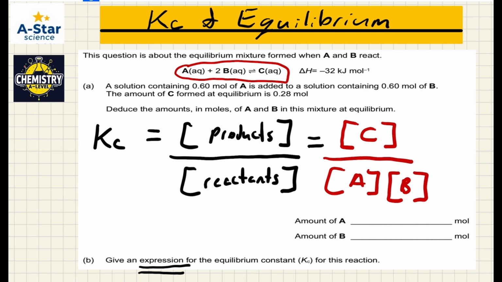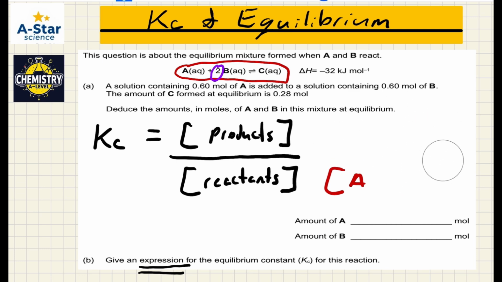Now notice there's a 2 here, 2 moles of B. So we put that as a superscript, as an index for the particular reactant or product that it is aligned to. And that's how you would do the Kc expression. Products over reactants, and you indicate the number of moles by an index based on what the number of moles is in the reaction.